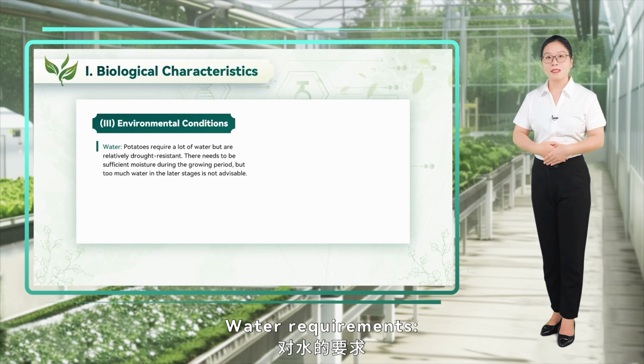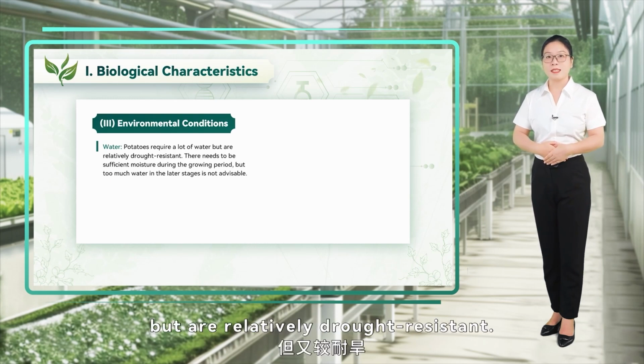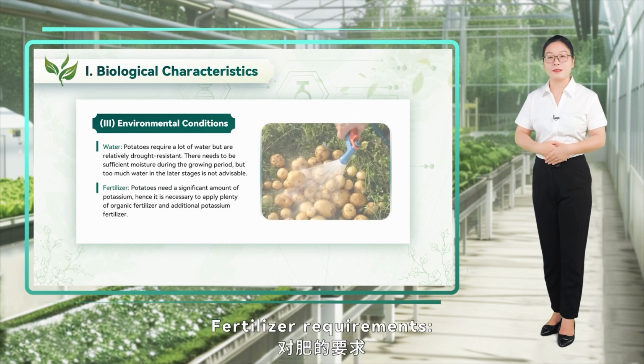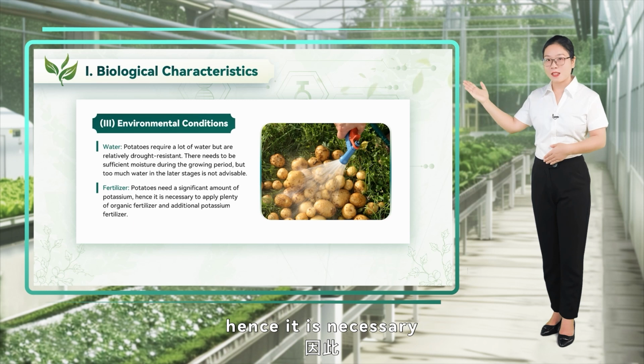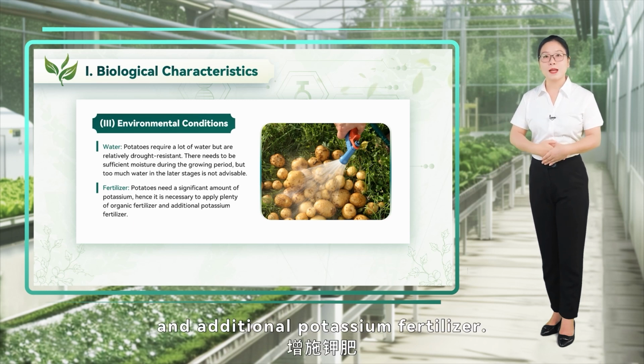Water requirements. Potatoes require a lot of water but are relatively drought resistant. There needs to be sufficient moisture during the growing period, but too much water in the later stages is not advisable. Fertilizer requirements. Potatoes need a significant amount of potassium, hence it is necessary to apply plenty of organic fertilizer and additional potassium fertilizer.